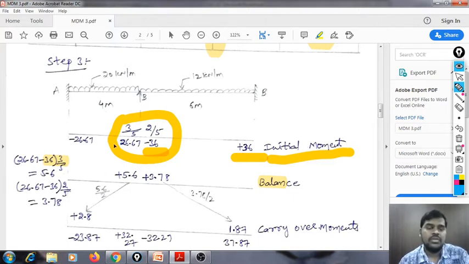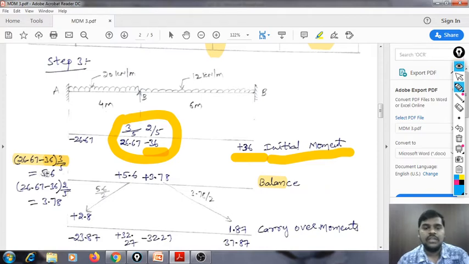That means 26.67 minus 36, into 3 by 5. The result of 26.67 minus 36 into 3 by 5 will be minus 5.6, but here we have to take the positive, that means the opposite sign. If it is positive we have to take negative, if it is negative we have to take positive. Minus 36 is higher than 26.67, so we have got negative as the answer. Actually the answer will be minus 5.6, but here we have to take 5.6. Why like that?